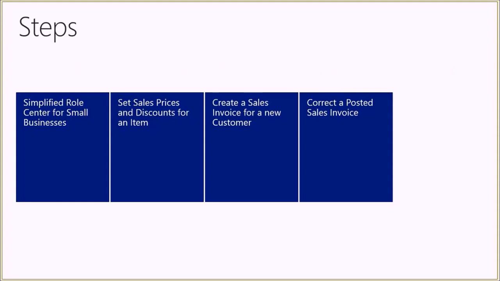This video will take you through 4 different scenarios that showcase most of the elements of simplifications that have been added to simplified UX. The first is the role center. We will then show how to set prices and discounts for an item, creating sales invoices for a new customer, and also to correct a posted sales invoices. These are all 4 things that happen often in a smaller business.